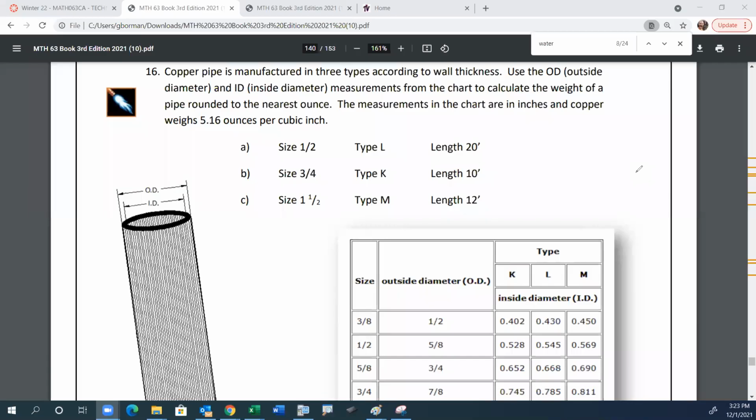All right, number 16. We're only gonna do part A. Okay. So we got a pipe here, and of course, in the middle of the pipe, it's just air. Okay, so things can actually flow through it, like air, water, whatever. And so there is an inner diameter and the bigger one, the outside diameter. All right, and take a look at how they're defined by the picture. And it says copper pipe is manufactured in 3 types according to wall thickness. Those types are type K, L, and M.